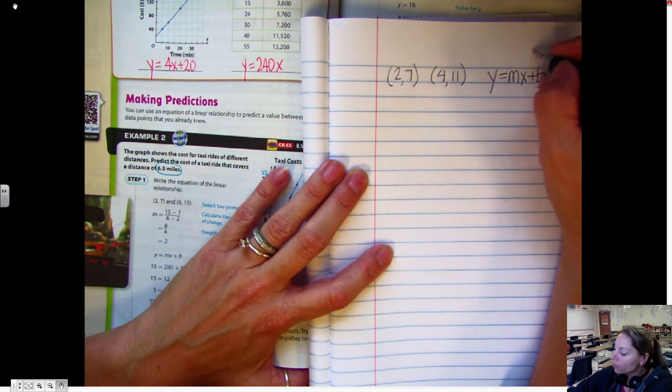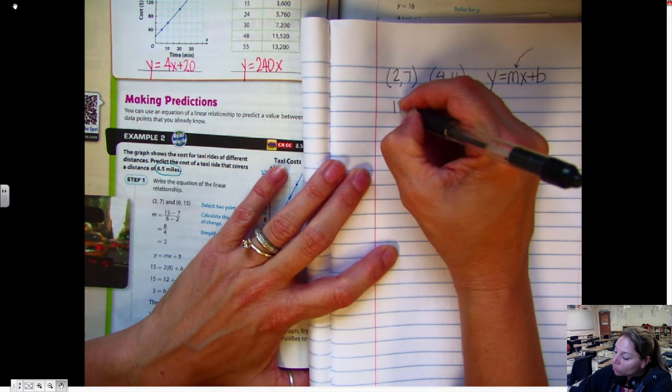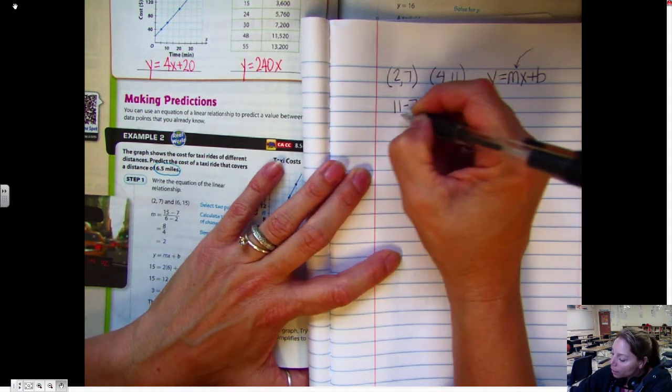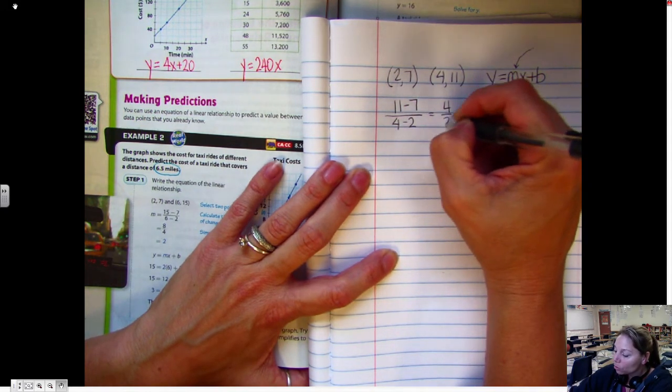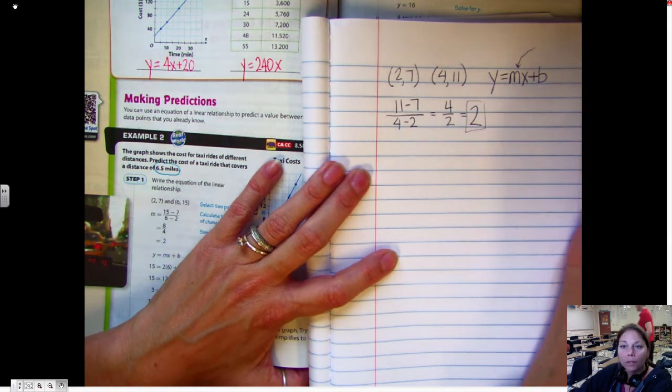I'm going to first start by finding my slope using these 2 ordered pairs. I'm going to substitute them into that cool formula of the change in y over the change in x. Do 11 minus 7 over 4 minus 2, which gives me 4 over 2, which simplifies to 2.